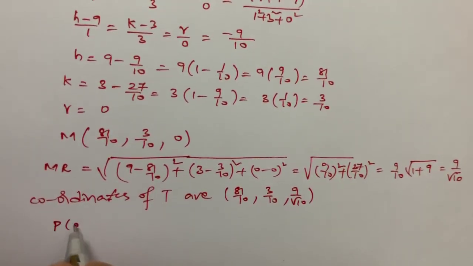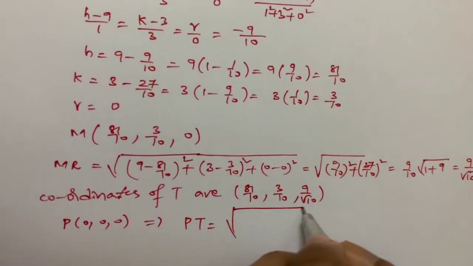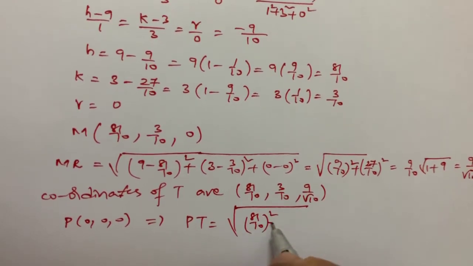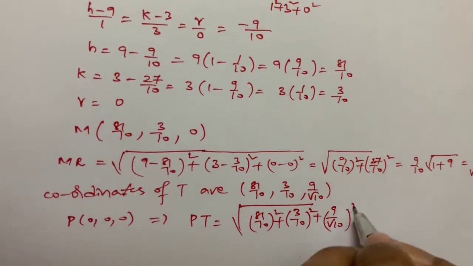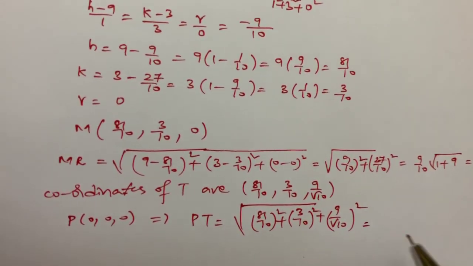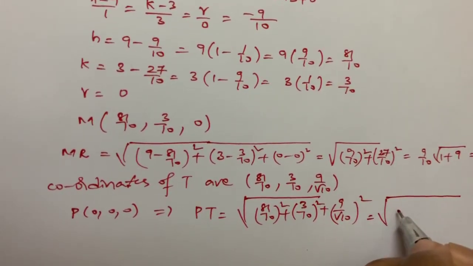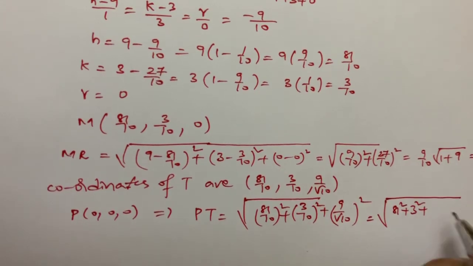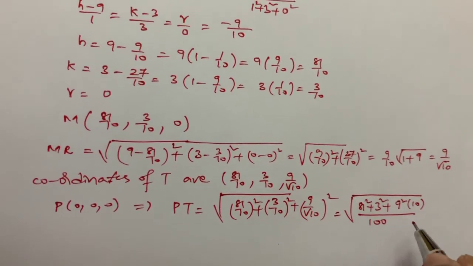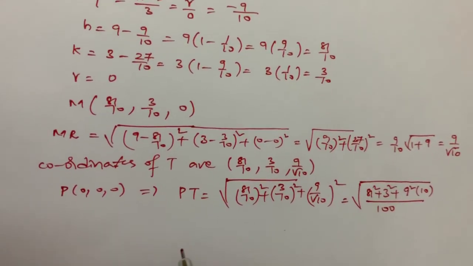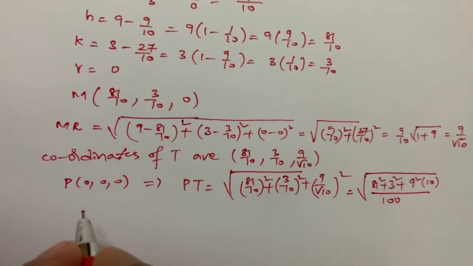P is 0, 0, 0. So PT is equal to the distance between them. So it is root of (81 by 10) whole square plus (3 by 10) whole square plus (9 by root 10) whole square. So this will be root of (81 square plus 3 square plus 9 square into 10) by 100. So that is the distance between P and T, and the angle between QP and QT we want.